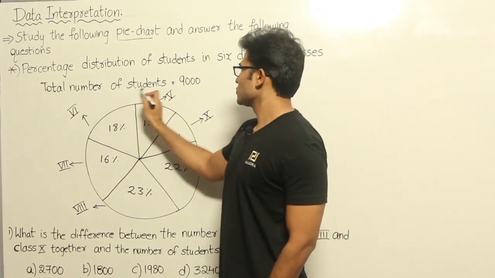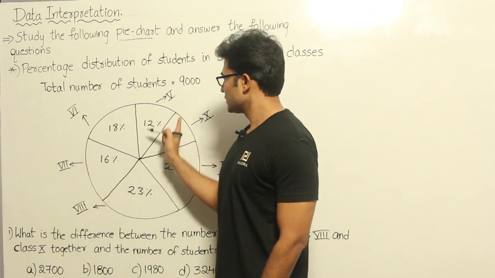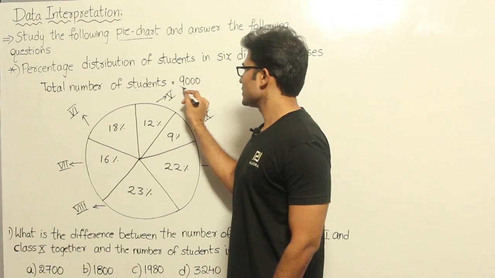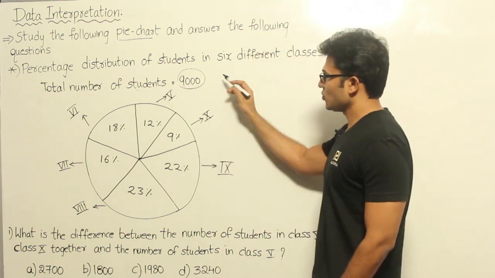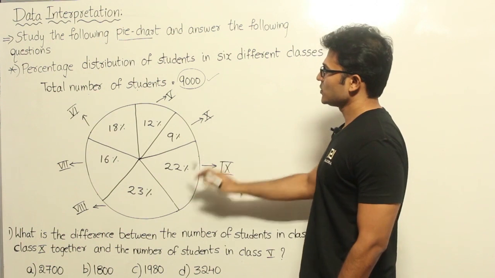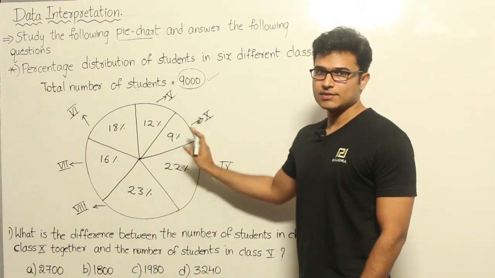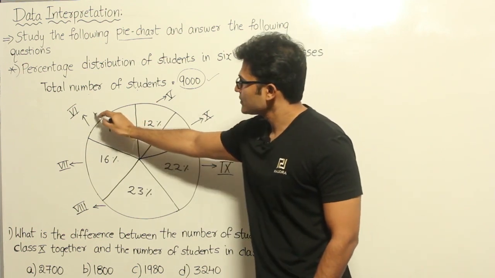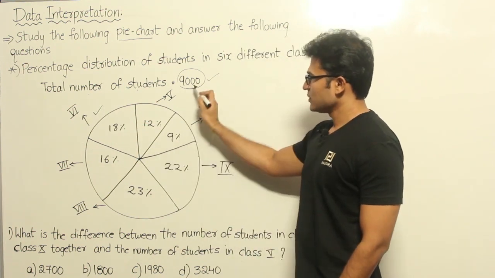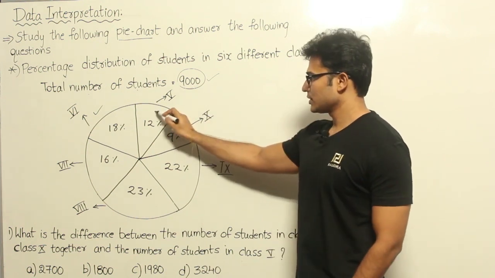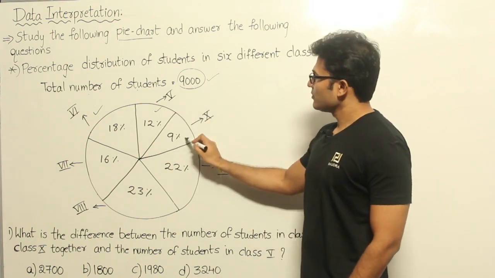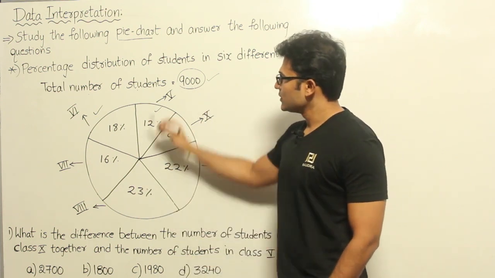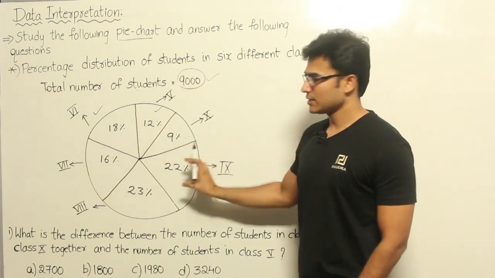Now the data is like this: the percentage distribution of the students in 6 different classes is given and the total number of students is 9,000. So a total of 9,000 students are distributed across all the 6 classes in this way. 18% of these 9,000 students are present in class 6, 12% are present in class 12, and 9% are present in class 10, like that. So you are going to get the number of students distributed across various classes like this.